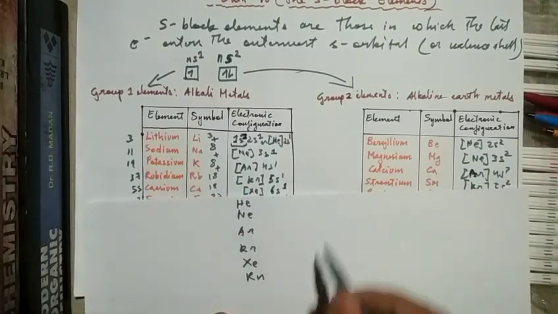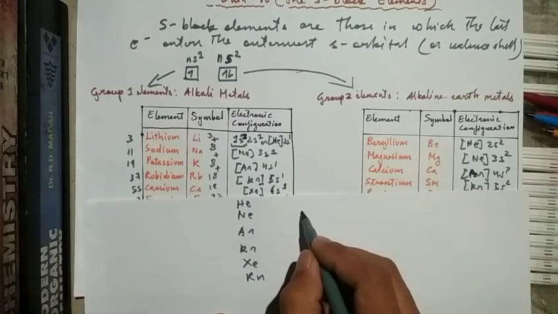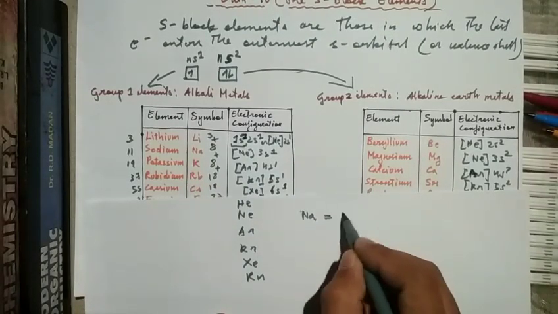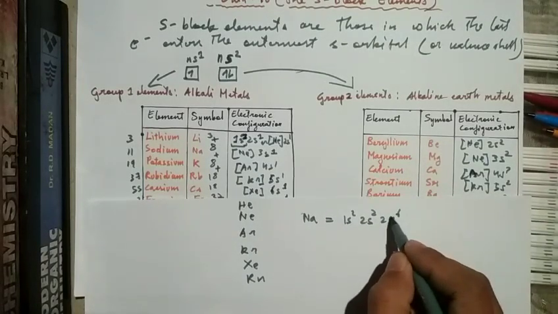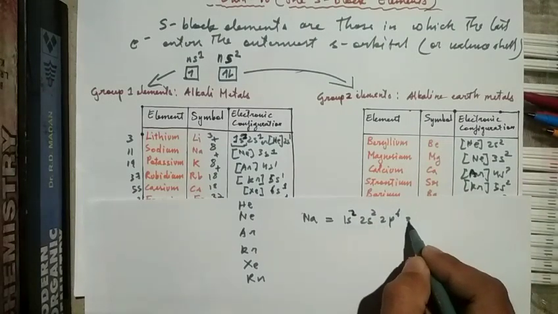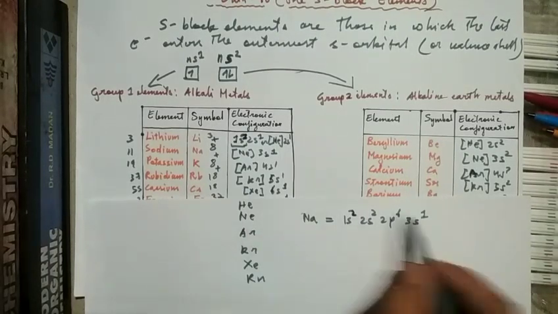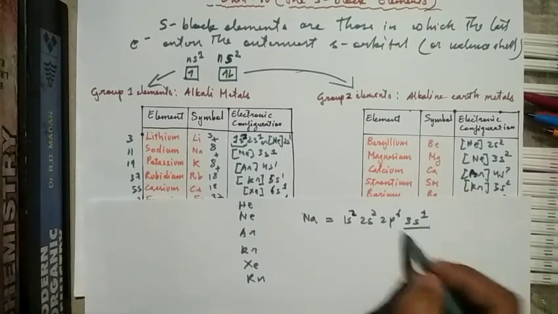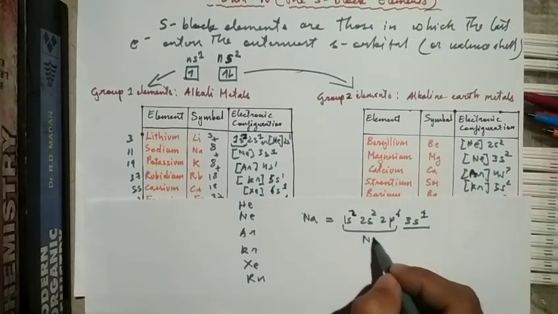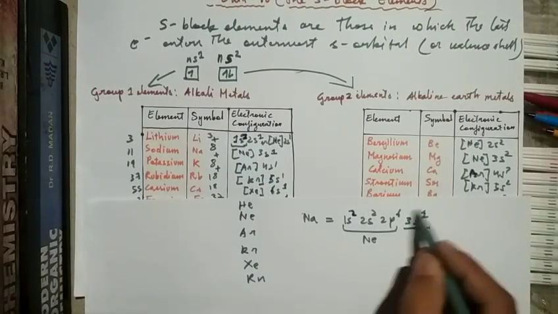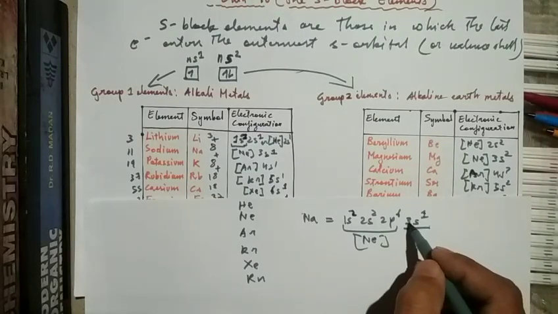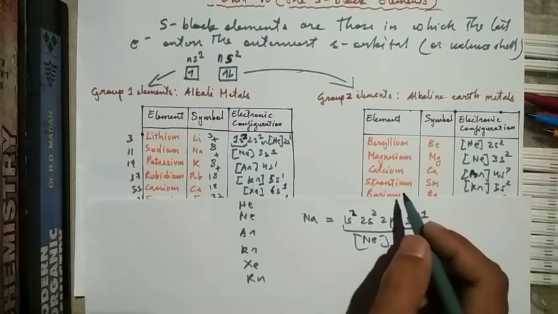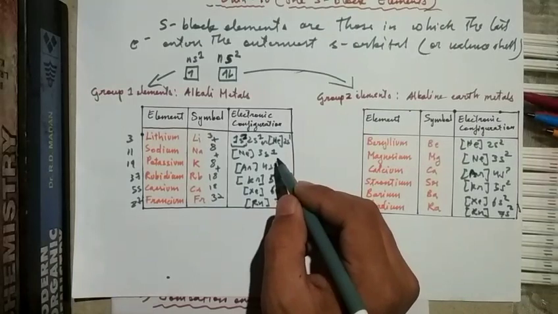Suppose you write the full electronic configuration for sodium. It will be 1s2, 2s2, 2p6, 3s1. That is 11 electrons in total. So we write neon for the first 10, and then after neon we write the outermost shell, 3s1.